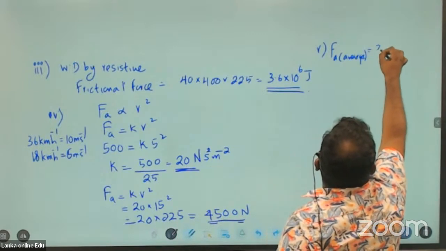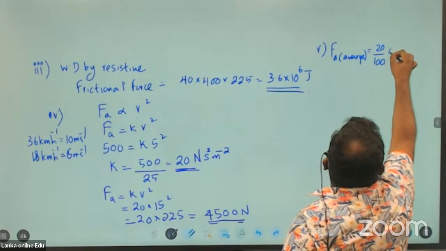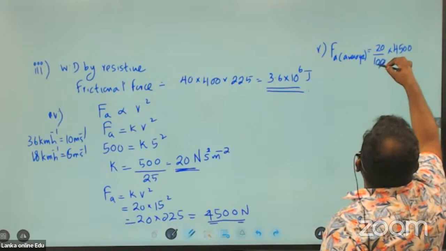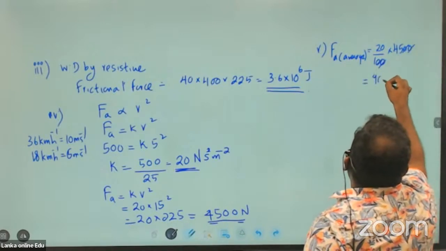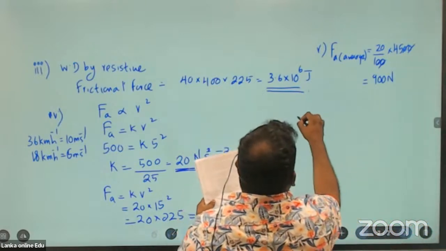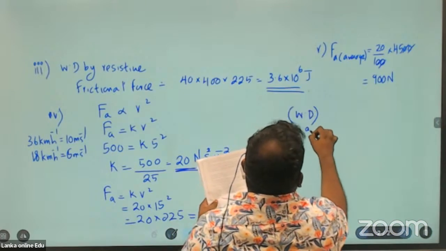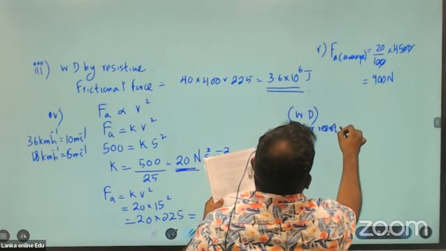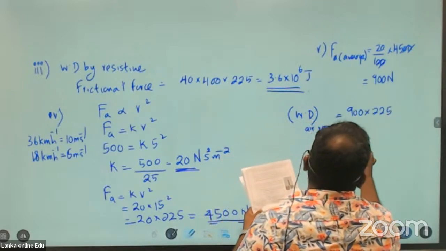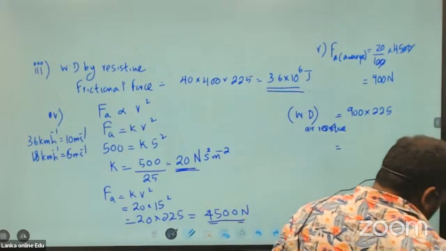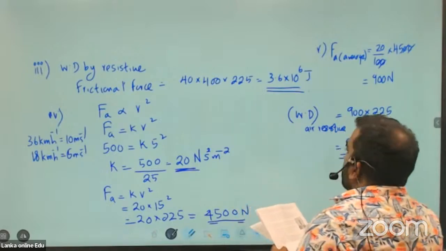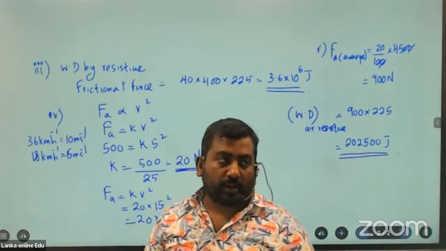Average is going to be 20% of 4,500, that is 900 newtons, right? Work done by air resistive force is force into distance travelled. 225 is the distance. 900 multiplied by 225 is 202,500 joules.